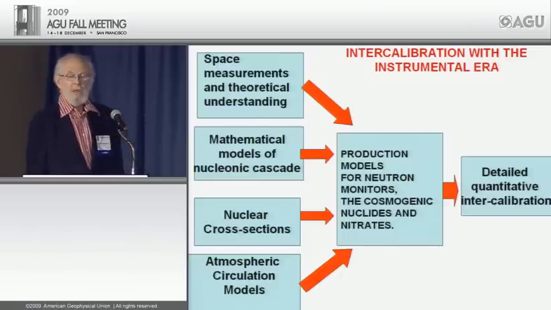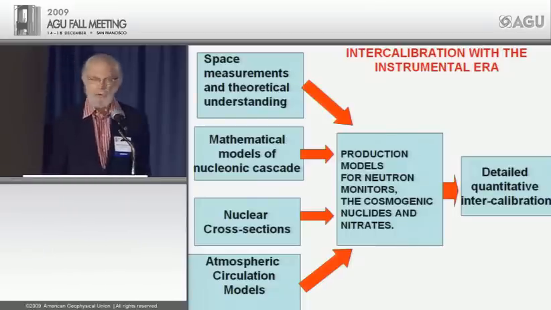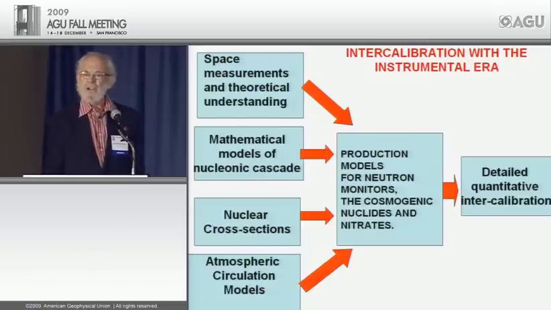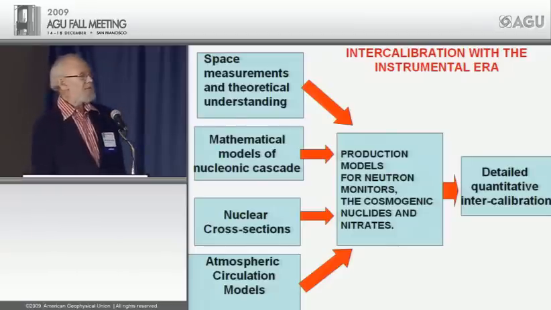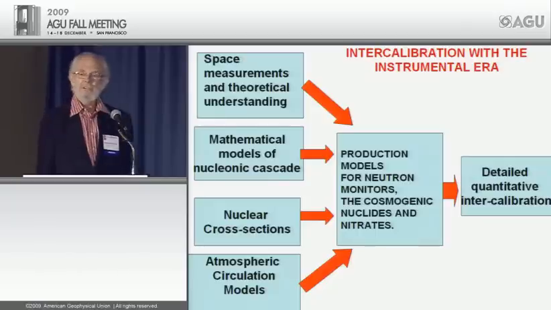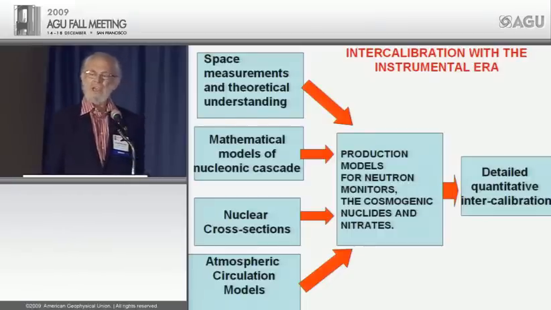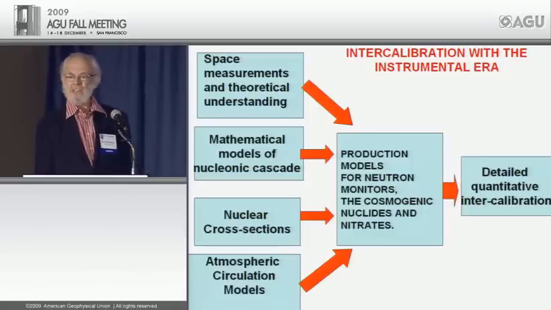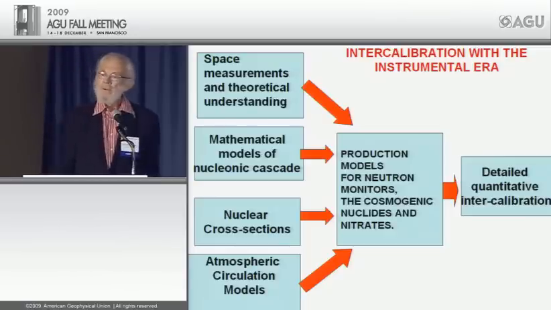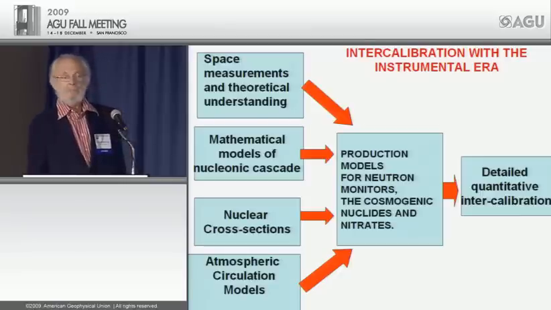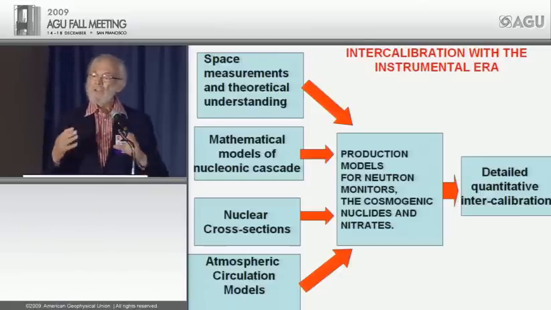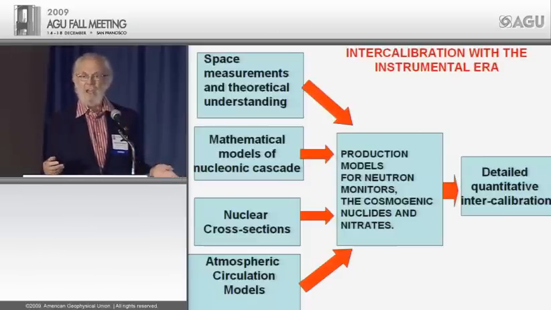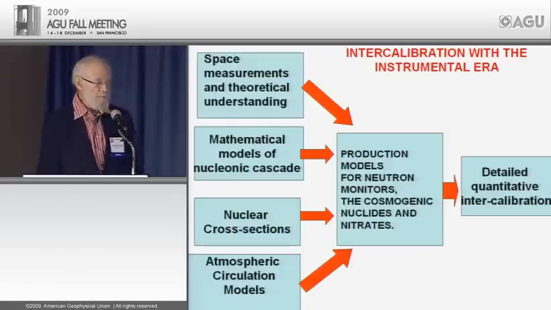In that 10 years, we've come forward in a number of directions. First of all, the satellite measurements have given us a much better understanding of the manner in which the solar activity changes the spectrum of the cosmic rays. We have used very large mathematical models to simulate the nucleonic cascade in the atmosphere, which produces protons and neutrons, and then have used nuclear cross-sections to estimate the manner in which production of the cosmogenic nuclides depends on energy. In other words, we are developing the relationship between incoming flux and the production of the nuclides.